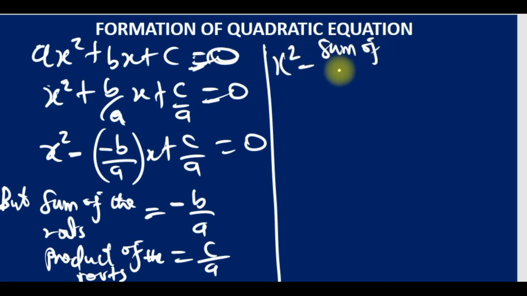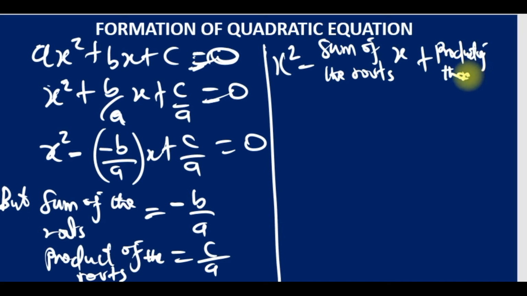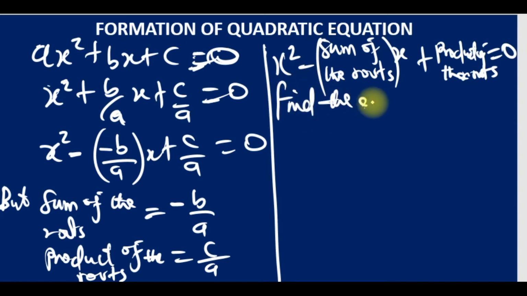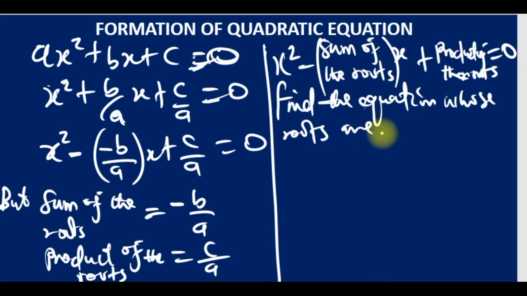the roots times x plus product of the roots equal to 0. So yes, once you know the roots, you can form the equation. For example, if we are asked to find the quadratic equation whose roots are minus 5 and maybe 1 over 3.